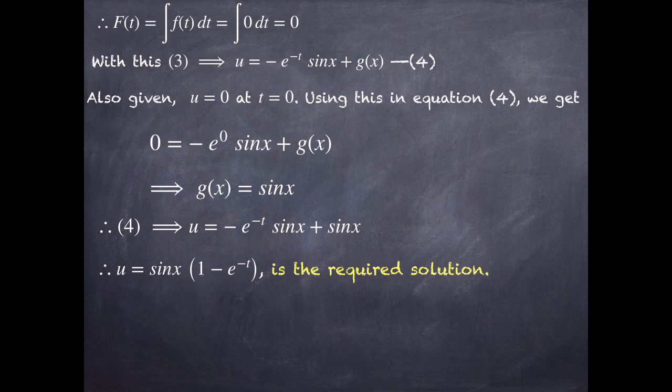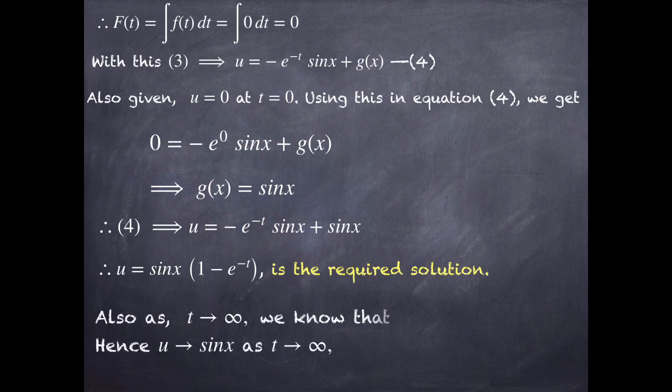Suppose we substitute t equal to infinity in the above expression. What will you get? e power minus infinity is 0, so we get straight away u is equal to sin x. The same thing you write: as t tends to infinity, e power minus infinity tends to 0, therefore u tends to sin x as t tends to infinity. The next problem.